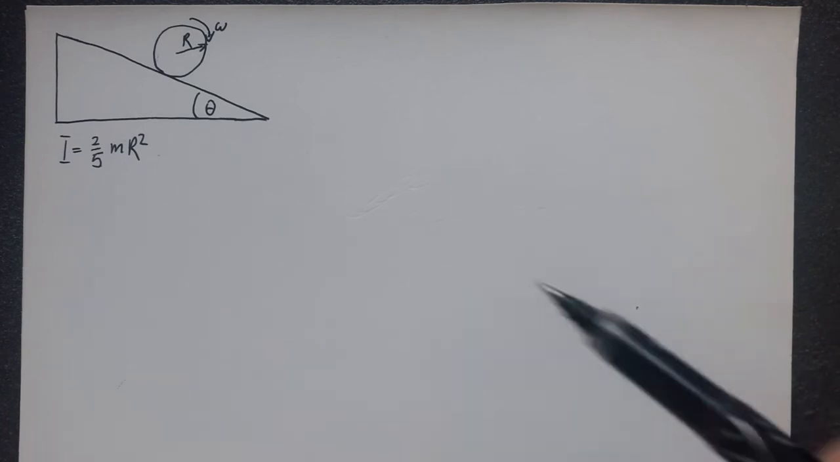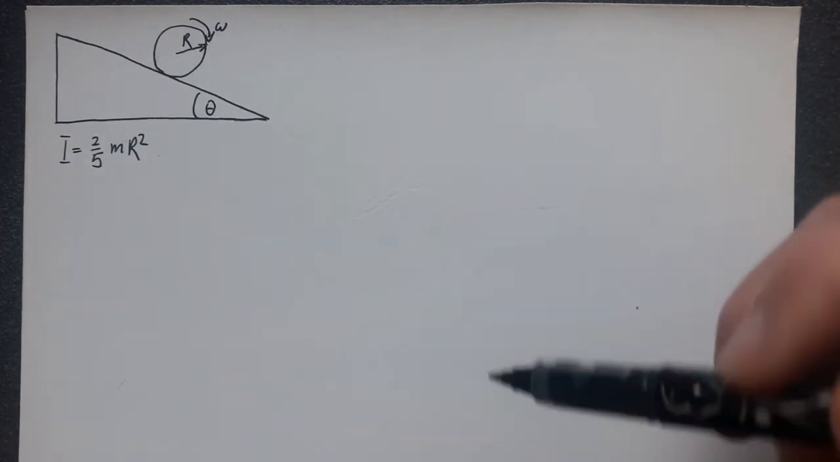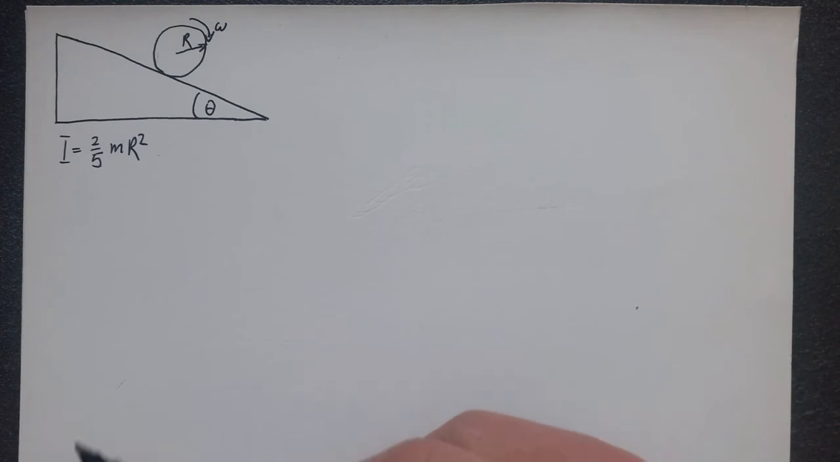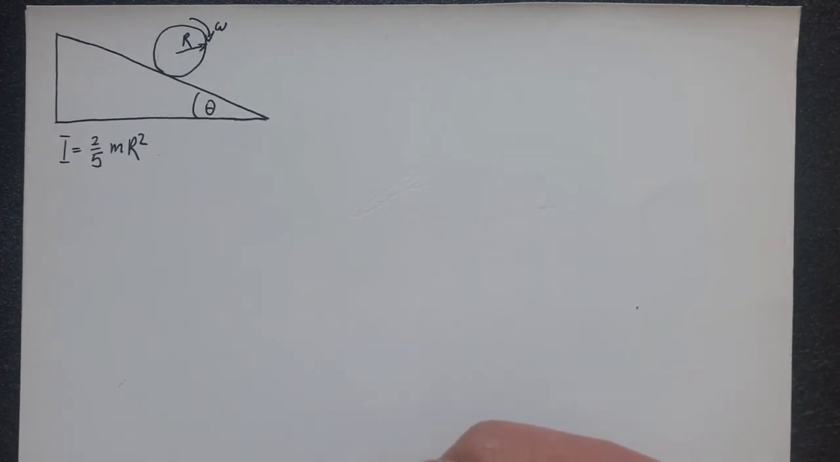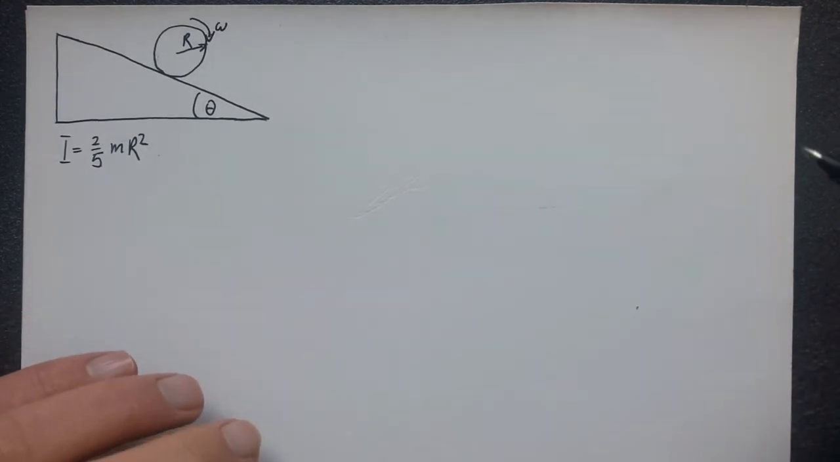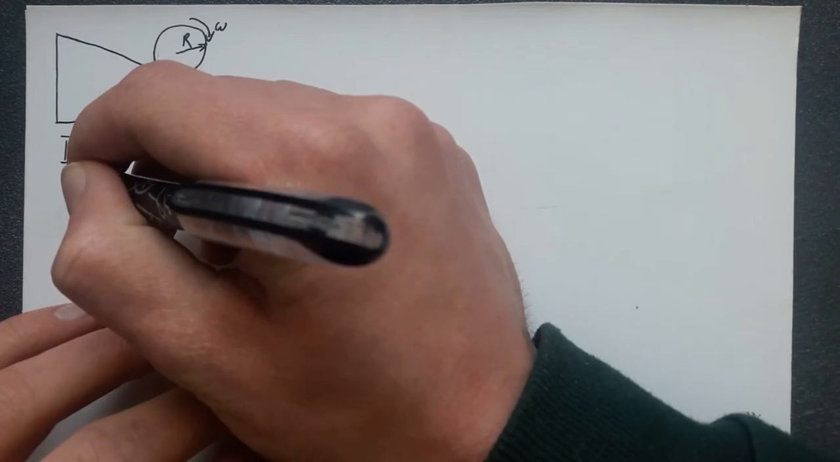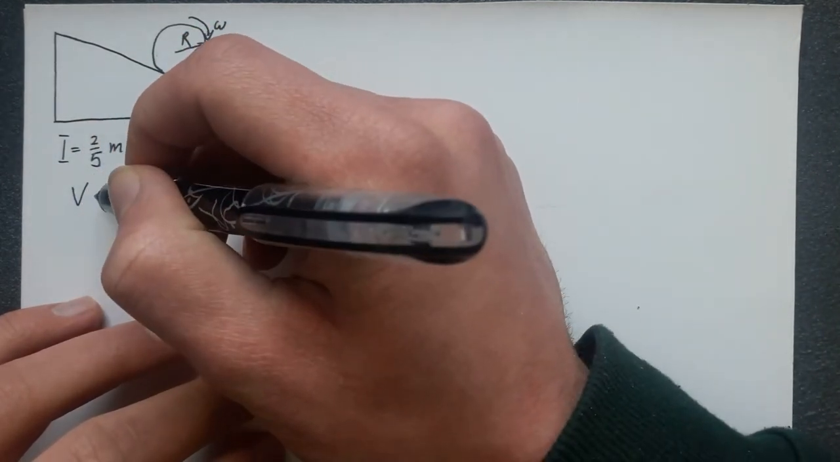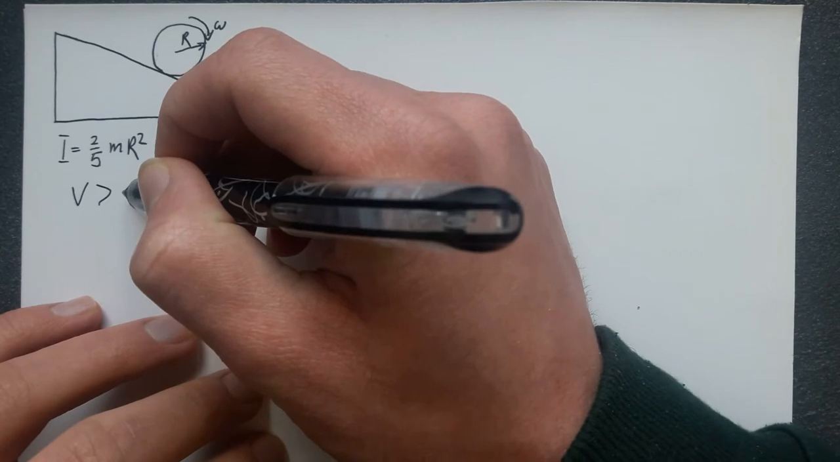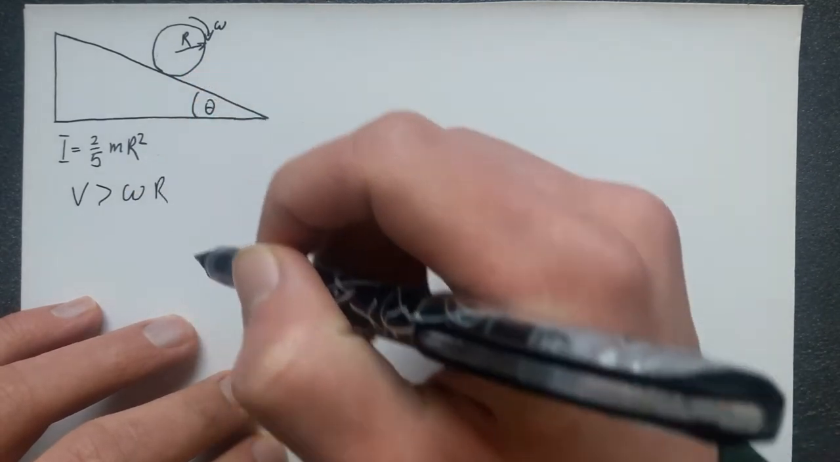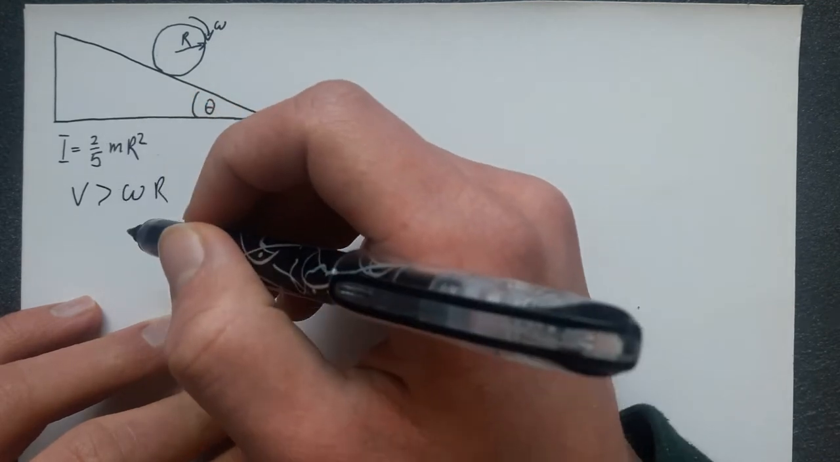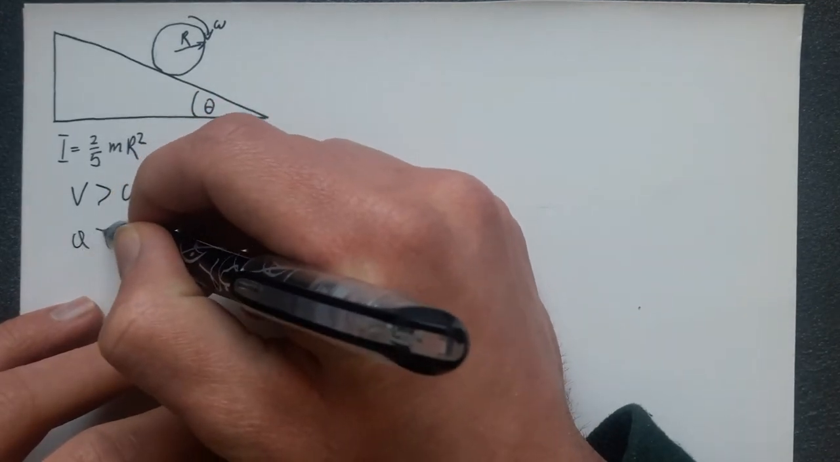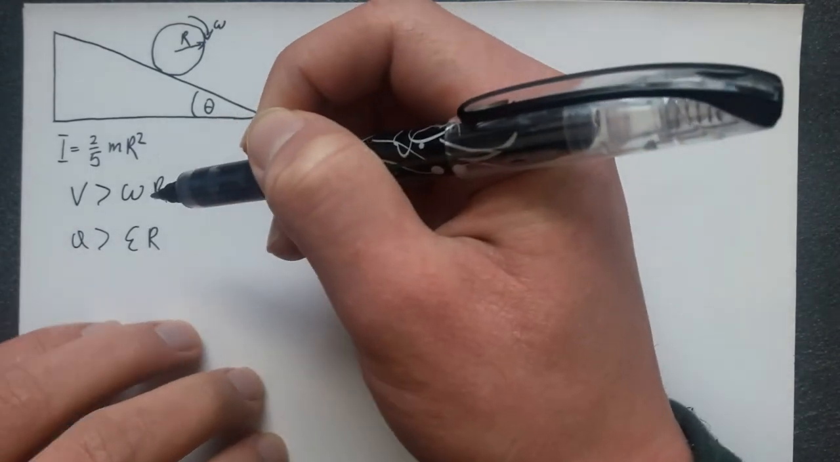So let's start. We have our inclined plane, we have a ball that's rolling down, and we know the ball's moment of inertia calculated by the axis passing through the center of the ball. So let's write again the mathematical definition of slipping, which is that the velocity v is greater than the angular velocity omega times the radius. And again, we will take derivatives with respect to time on both sides. So we get that a is greater than epsilon r.